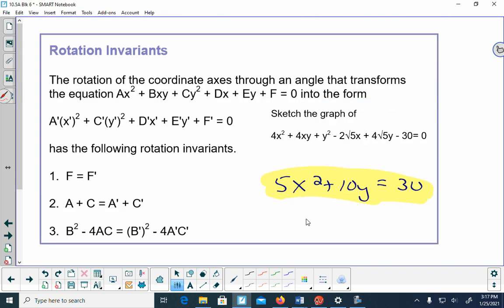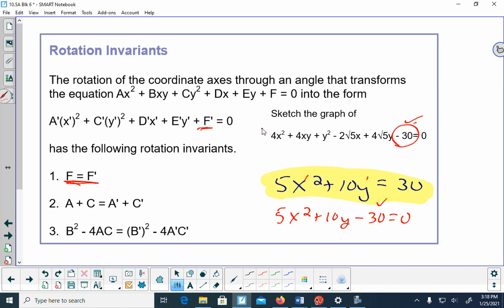And so remember, we said that this was my normal xy right here. This is my normal xy, and then this is my x prime and my y prime. So what this is saying is that when I rotate the axes, there are certain things that should not change, certain properties should not change. And one of them is my constant F. F should stay the same from my first equation to my second equation. My first equation, I had negative 30. Well, if I rewrote this as 5x squared plus 10y and set it equal to 0, like this one is, minus 30 is equal to 0. So that works. My 30s, both negative, that did not change. That's one way I can check and make sure that I did this right.